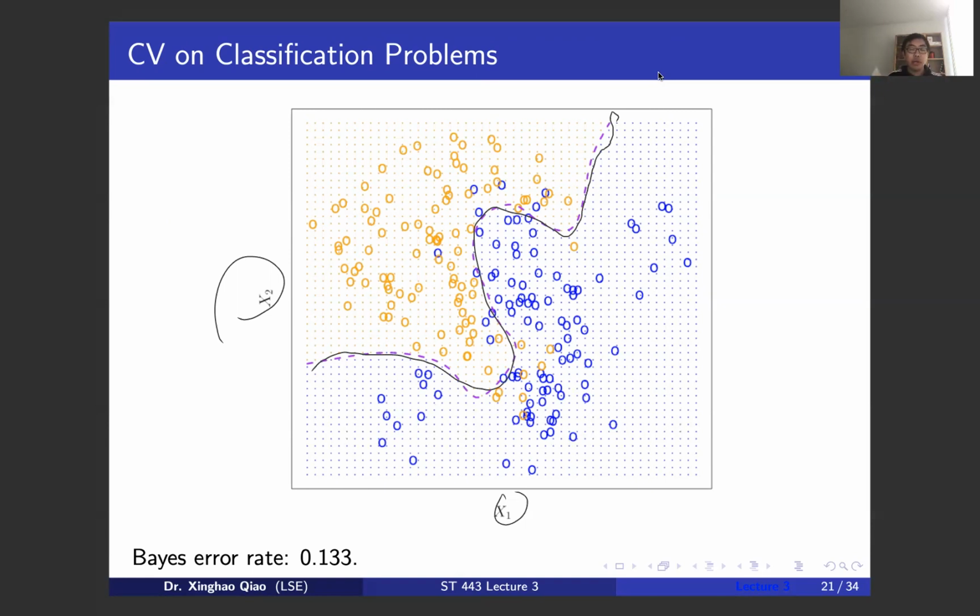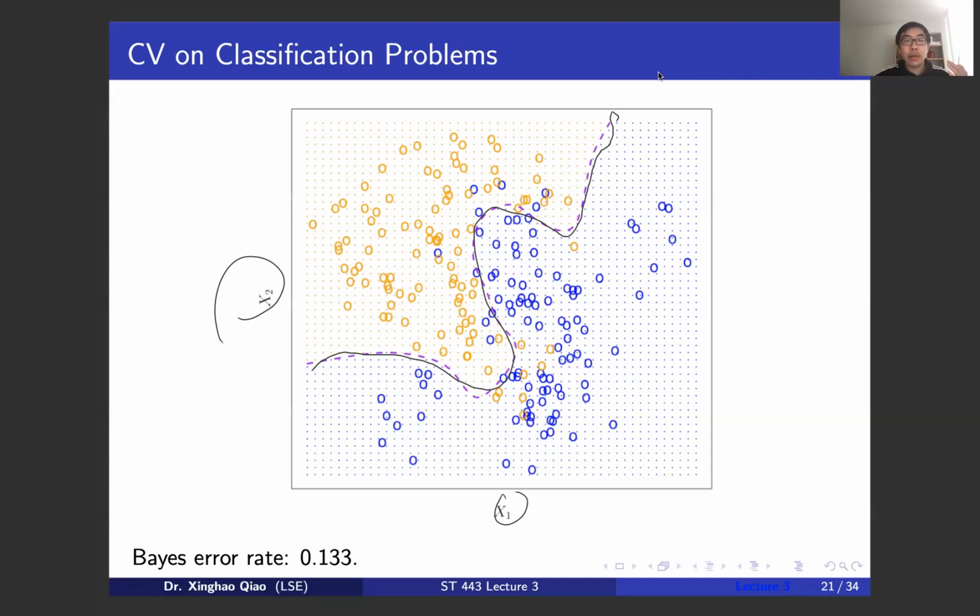Then we can calculate the Bayes error rate, which is the minimum error one can have for this learning task, and it is also the unavoidable error. There is a homework problem to help you calculate the Bayes error. This is a simulation data example, and we know how the data are generated.